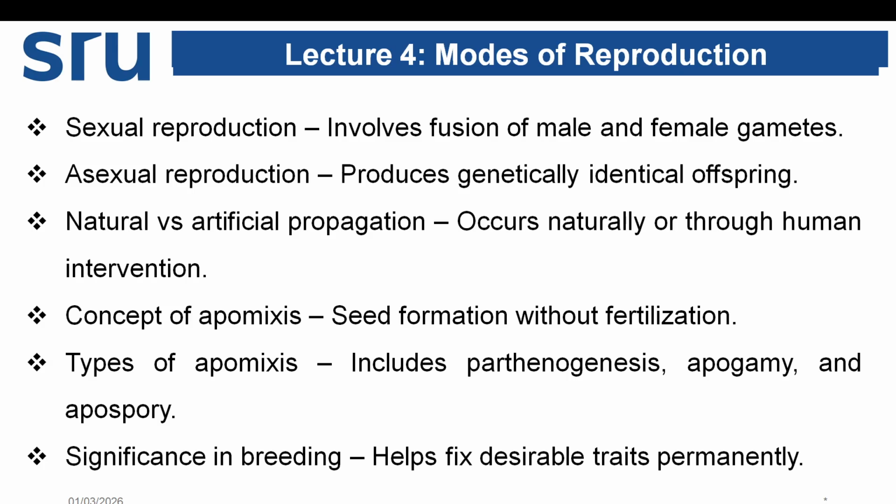Next point, types of apomixis, which include parthenogenesis, apogamy, and apospory. Then the last point, significance of all these modes of reproduction in plant breeding. It helps to fix the desirable traits permanently.